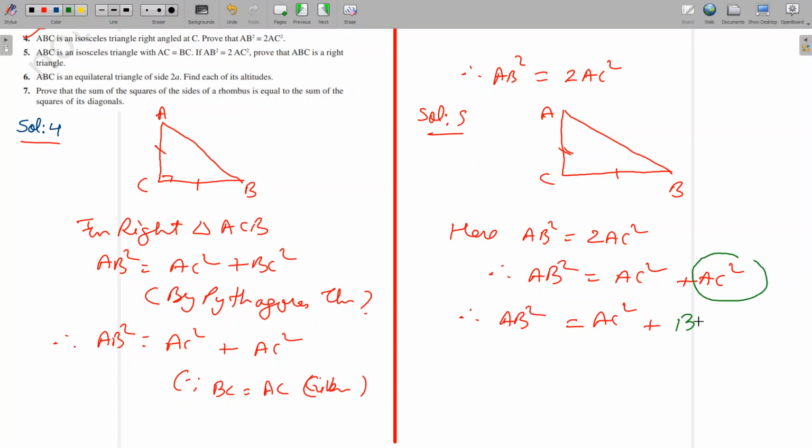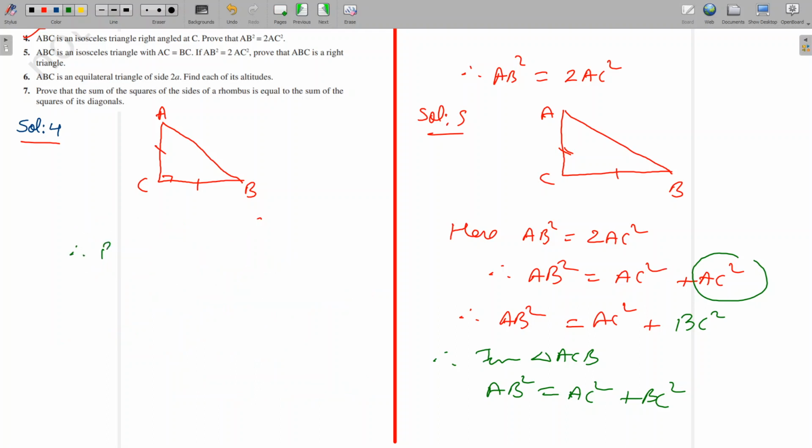So plus BC square. Now what we are getting, therefore in triangle ACB, is AB square equal to AC square plus BC square. So basically what we are getting here is that the sum of the squares of two sides is equal to the square of the third side. So therefore we can say by the converse of Pythagoras theorem, triangle ACB is a right triangle, and therefore angle C will be 90 degrees.